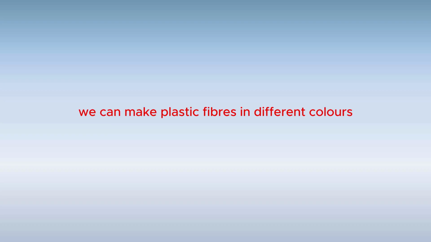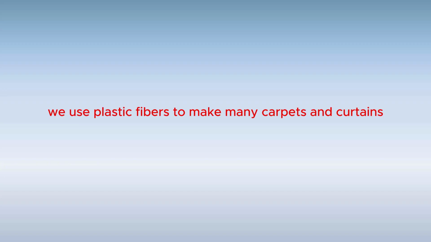We use some plastic to make fibers. We can make plastic fibers in different colors. We use plastic fibers to make many carpets and curtains. We make lots of clothes from plastic fibers too. We can make paint from plastic too. We use it on the walls at home.